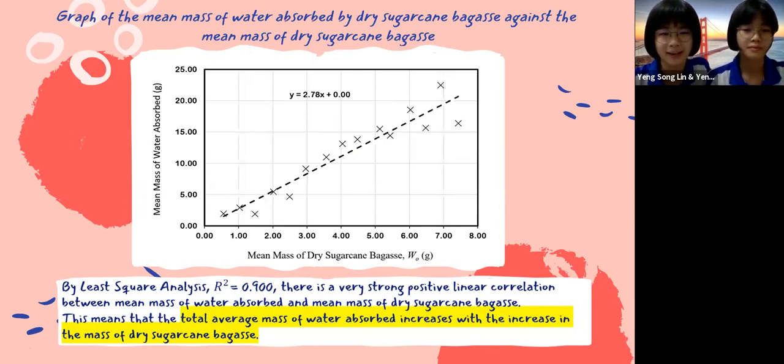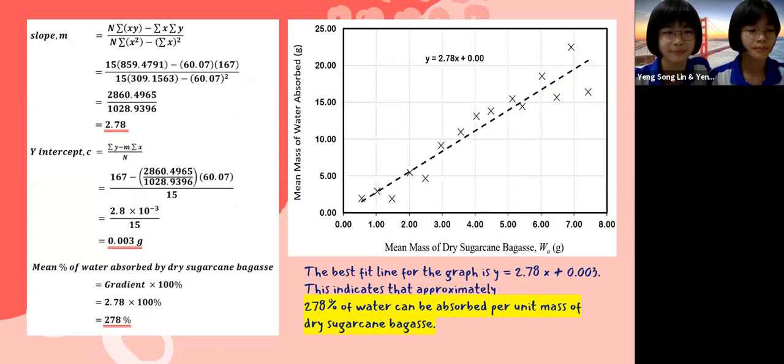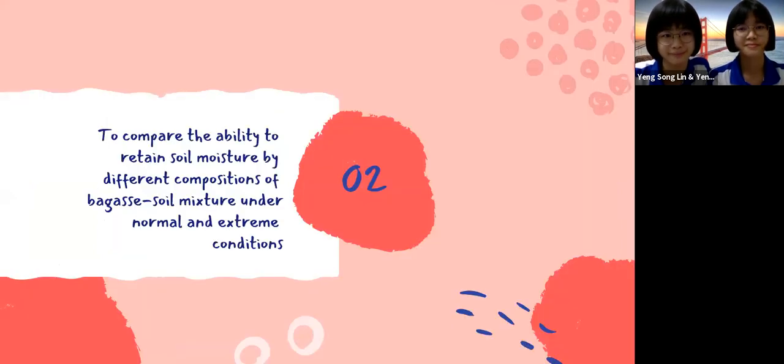Now, to find out the percentage of water absorbed, we need to know the gradient of the graph, which is obtained by using least square analysis. The gradient we obtain is 2.78. This value tells us that for a unit mass of sugarcane bagasse, 278% of water is absorbed. In other words, sugarcane bagasse can absorb almost 3 times its mass, which is a decent amount of water.